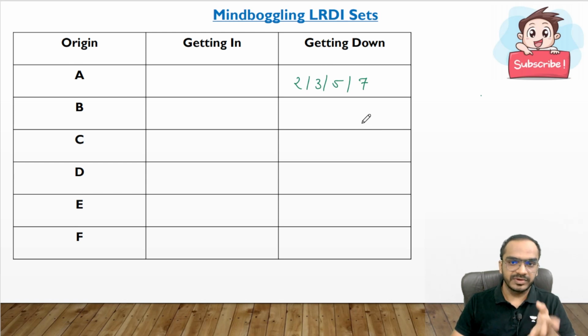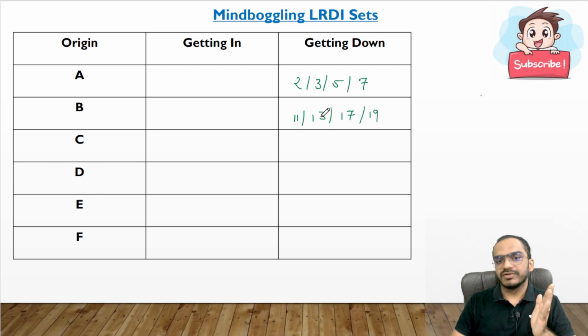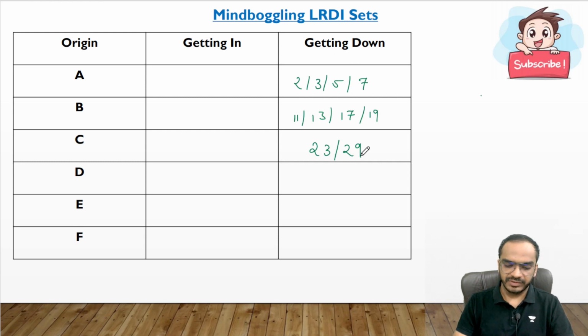Then prime numbers between 10 to 20. It can be 11, 13, 17, or 19. Between 20 to 30, that means we can have 23 or we can have 29. Are we clear with this? Tell me yes or no. So these are the prime numbers possible.